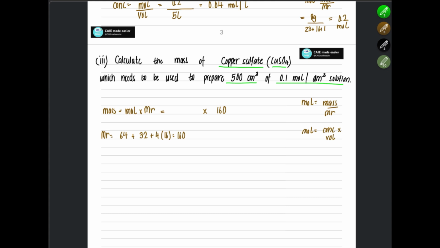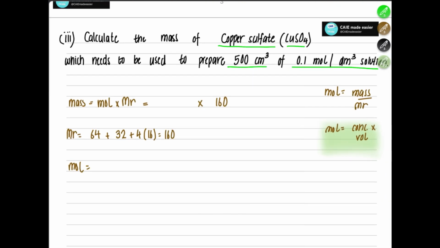Now we need to find the moles. So we go to the second equation. It says that moles equals concentration times volume. Concentration is 0.1 multiplied by volume. Remember, volume has to be in decimeter cube. So it's going to be 500 divided by 1000. The answer would be 0.05 moles. So now you do have the moles, and this mole can be equated in the first equation.